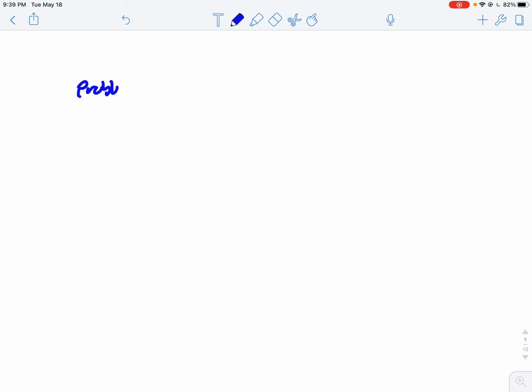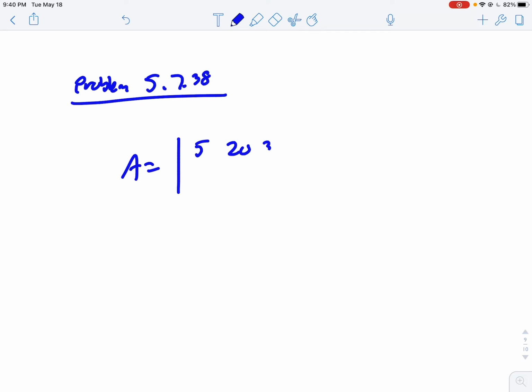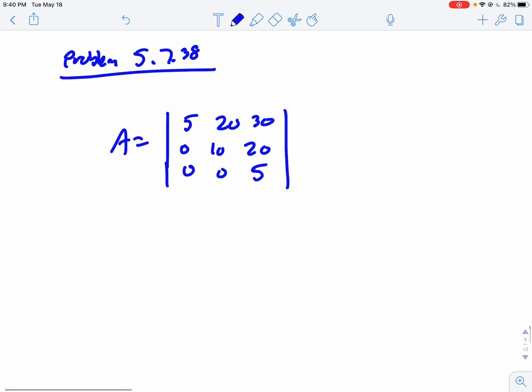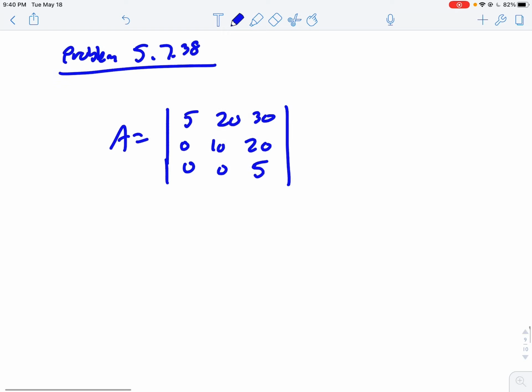Alright, our third example is problem 38 from section 5.7. This problem gives us the 3x3 matrix 5, 20, 30, 0, 10, 20, 0, 0, 5. And it wants us to find the matrix exponential e to the At using Theorem 3, which is using methods similar to what we used in our first example, which would be eigenvalues and eigenvectors.